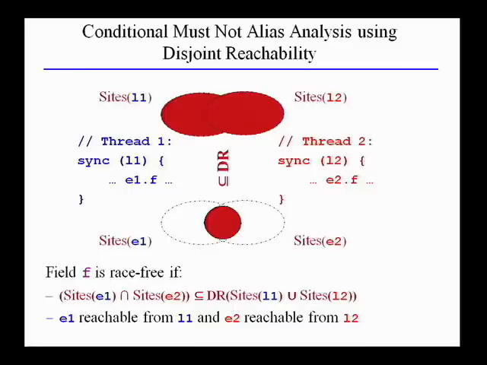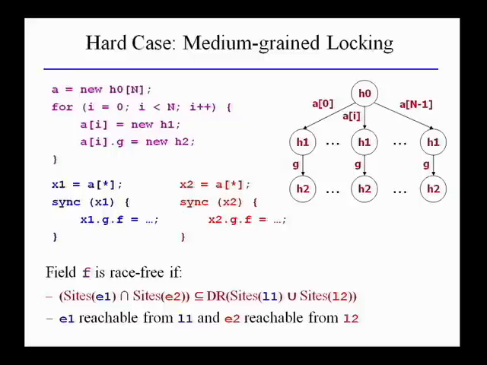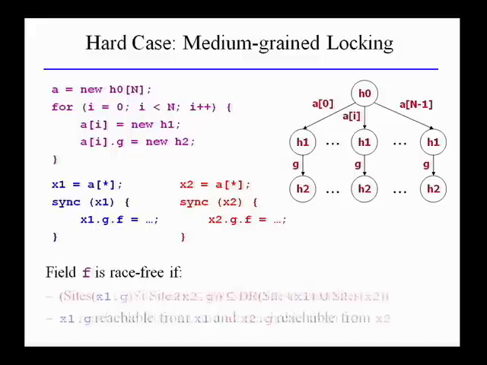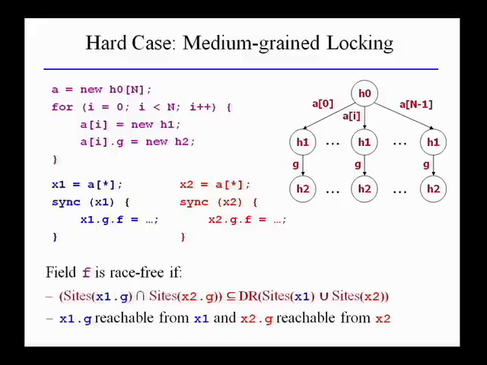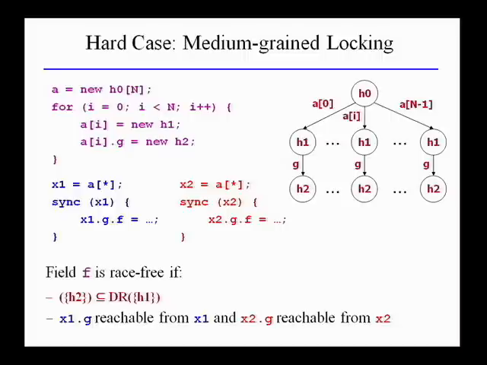All right. So the hard case, coming back to the medium-grained locking case, let's look at this particular example. We're going to say field F is race-free. We have this situation. If we plug into the definition, the sites where x1.g and x2.g are allocated is a subset of the sites in the disjoint reachability set of the sites where x1 and x2 are allocated. That's just saying that x1.g is H2 in the disjoint reachability set of H1, which we already said before.